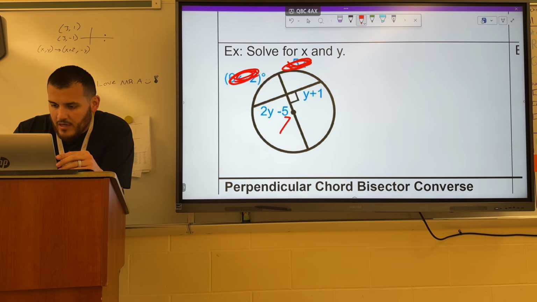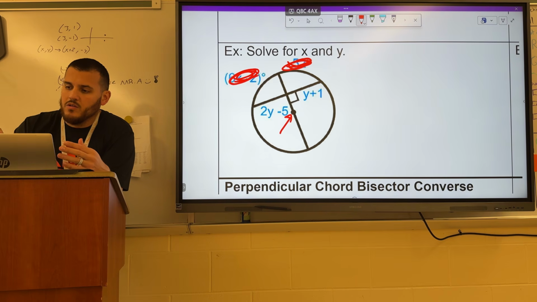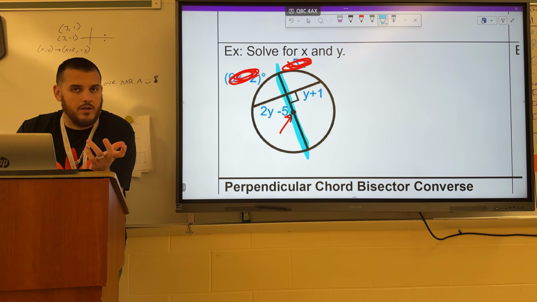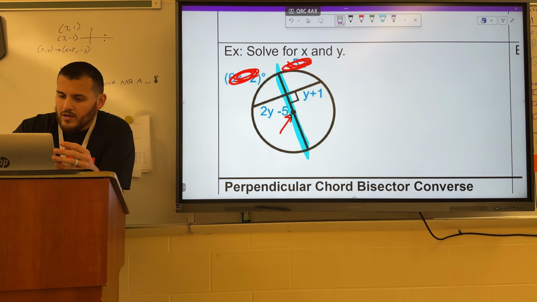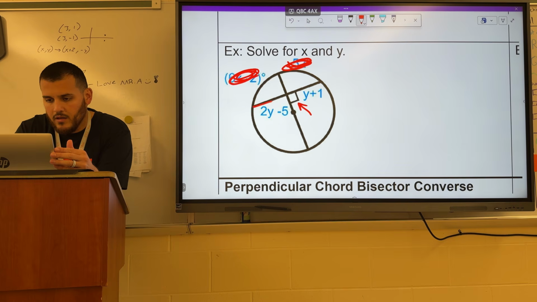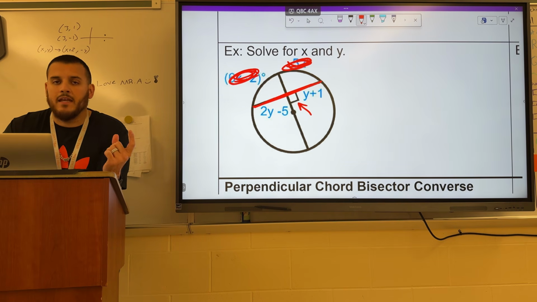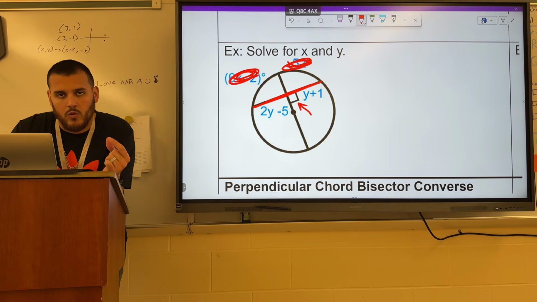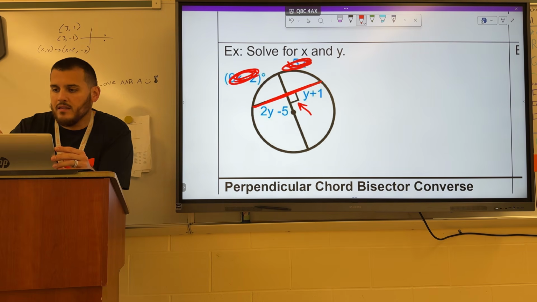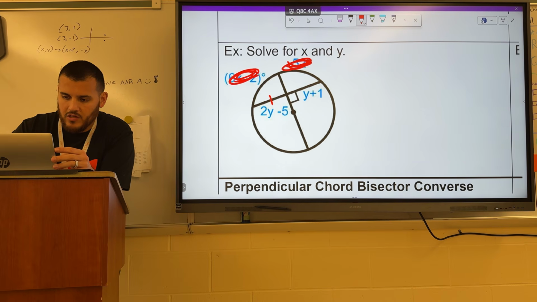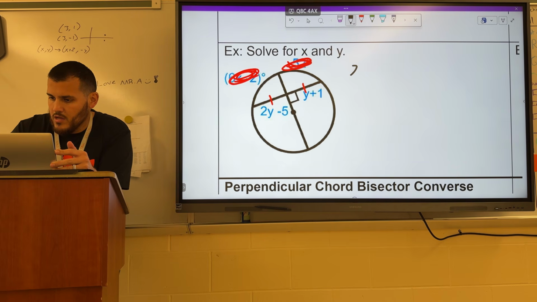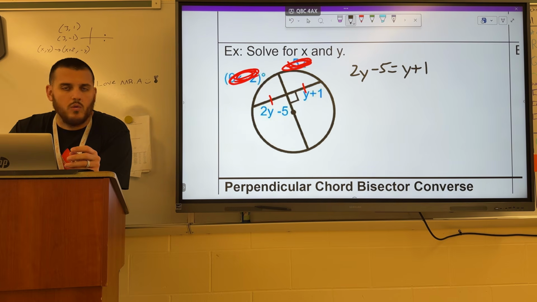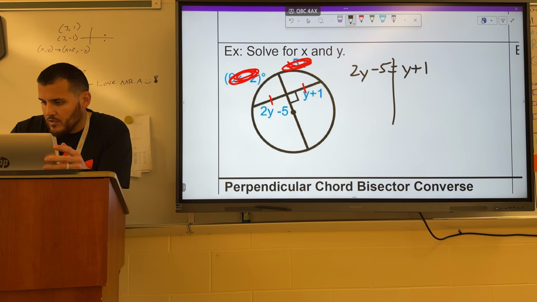Okay, so the idea here is identifying what we're looking at and then understanding the properties. We have a point that appears to be the center of the circle, which means that this is a diameter. That diameter, we notice, is perpendicular to the chord, which is this segment. And if a diameter is perpendicular to a chord, the fact to remember is that chord is bisected by the diameter. So this portion here is congruent to this portion. In other words, the 2y minus 5 is equal to the y plus 1. And then we could do algebra there to solve for y.